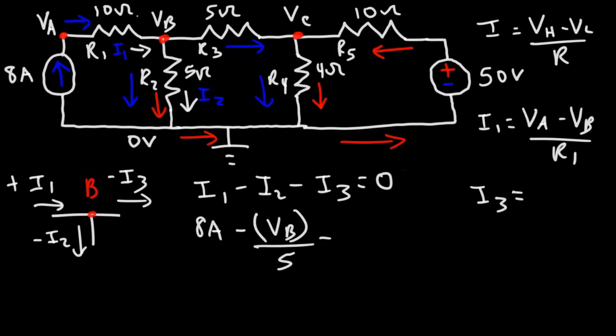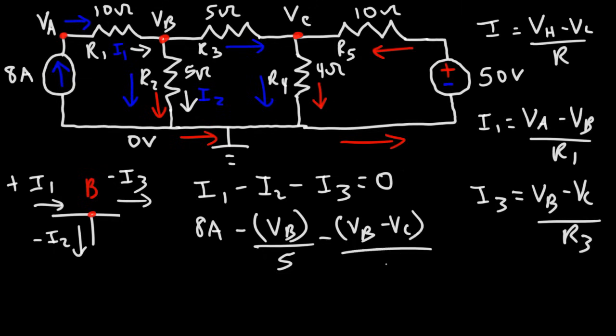so for I3, it's traveling from point B to point C, if you follow the direction of the arrow. So it's going to be VB minus VC divided by R3. So let's put that in parentheses. VB, we don't know the value of that, nor do we know the value of VC. R3 is equal to 5. So this is one equation that we have so far.